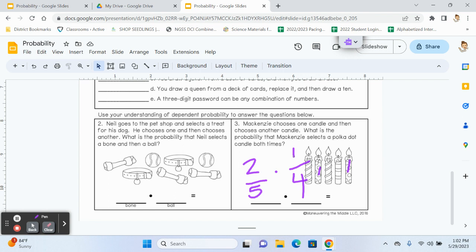Now I'm going to go ahead and multiply. 2 times 1 is 2. 5 times 4 is 20. And that simplifies to 1 out of 10. So because we're looking for the same thing both times, and if I took it out the first time, I've got to make sure I've subtracted it from the top as well as the bottom. Now that's different from the problem before because they were 2 different objects. So the first time I picked a bone, it didn't affect how many of the balls were left in there. So that's why we had to complete it this way.